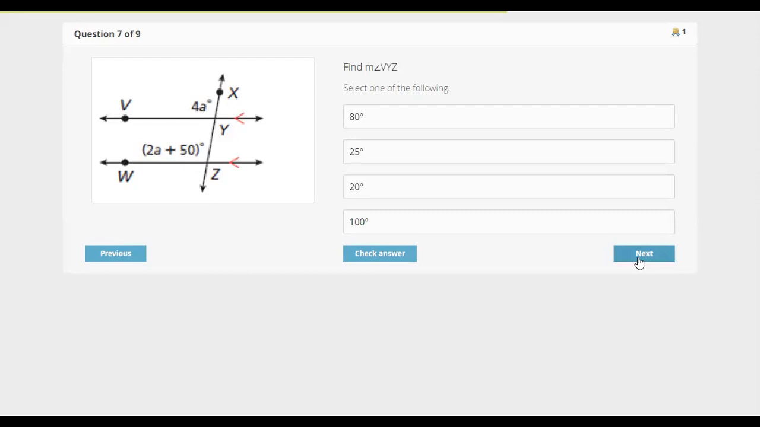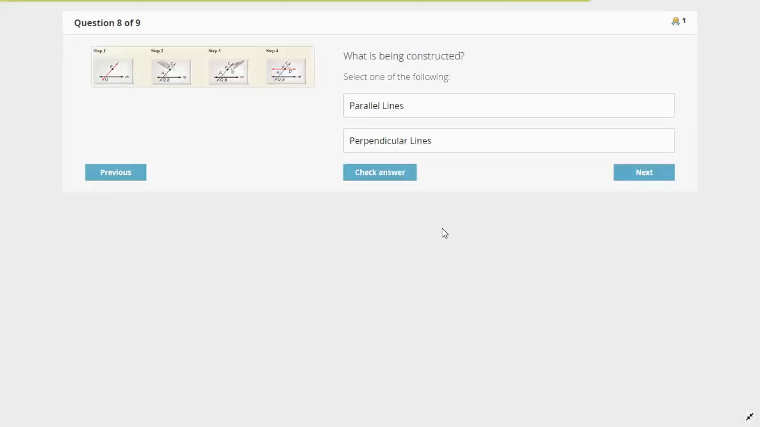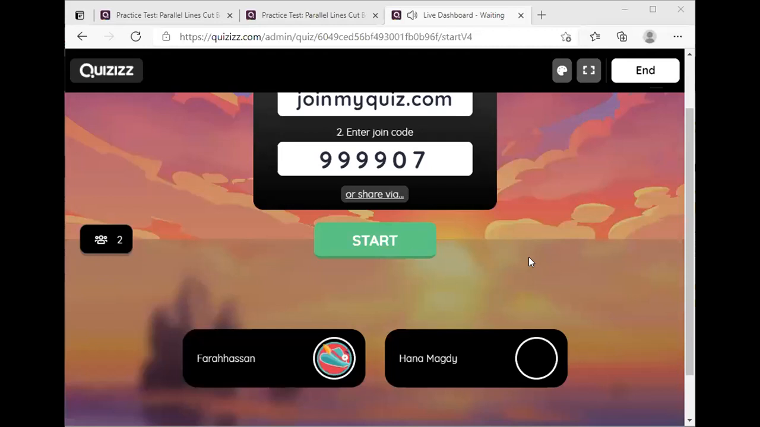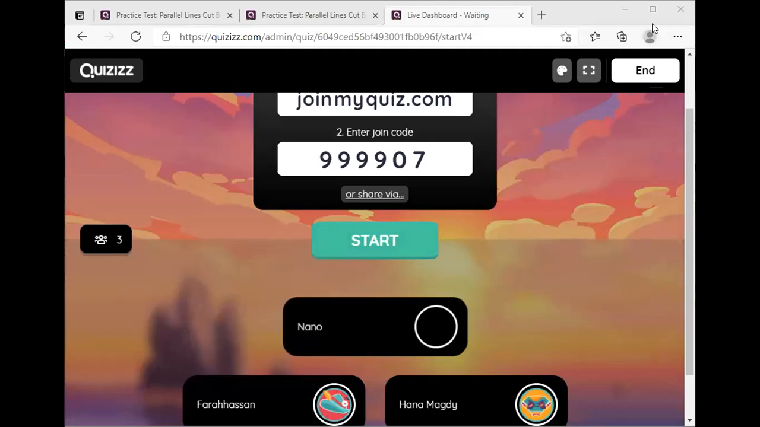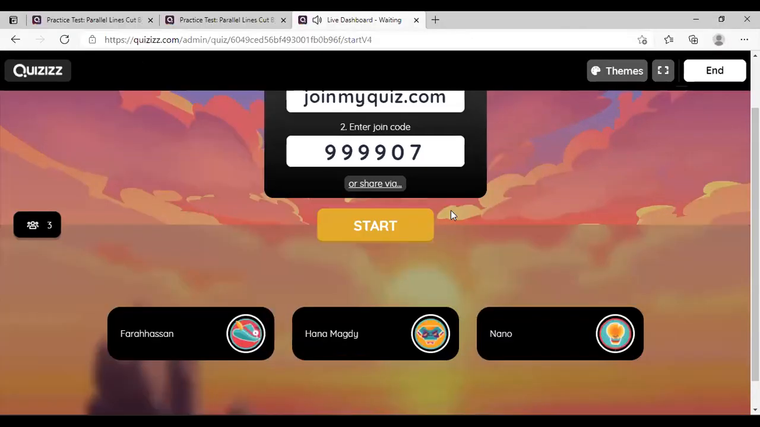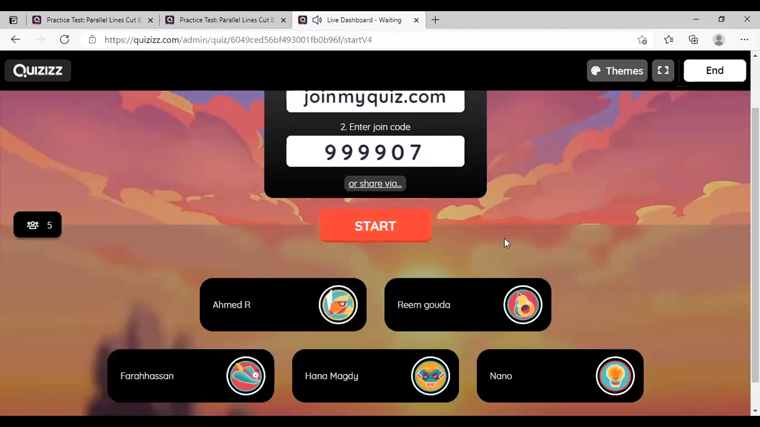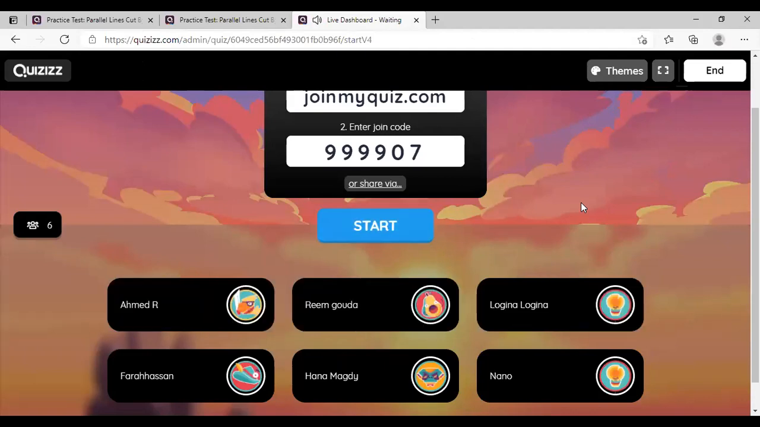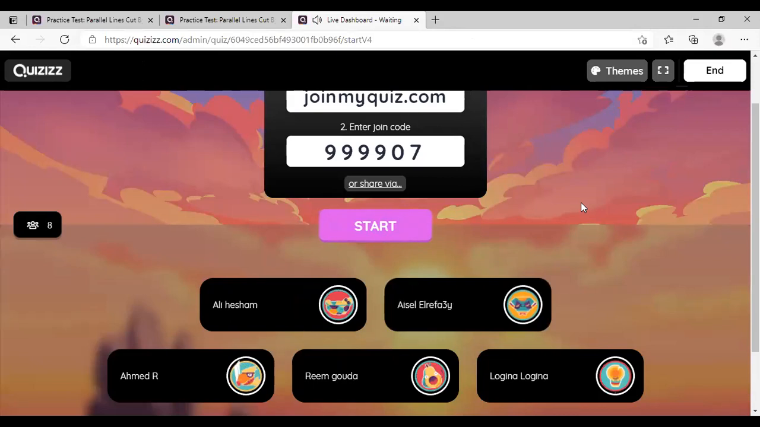Let's move to the next question. Hannah Magdi entered. So Hannah Magdi and Farah are one group, so they can play together and tell me the result. The rest: Nano entered. Ahmad Rashwan, Reem Gouda, very good. Start to work together. Regina, Ali, Aisel.